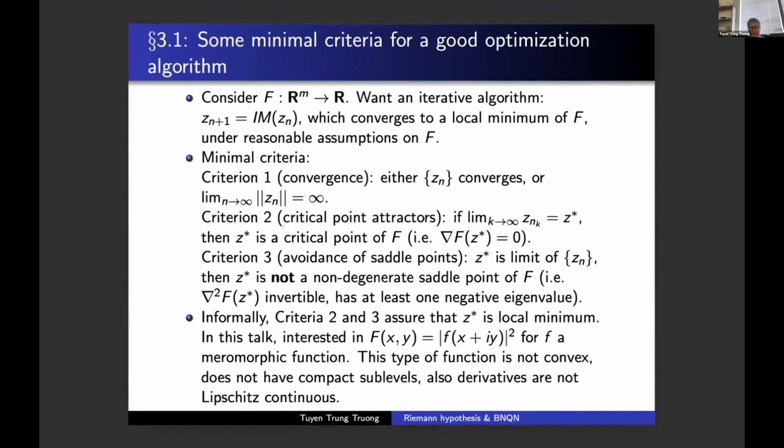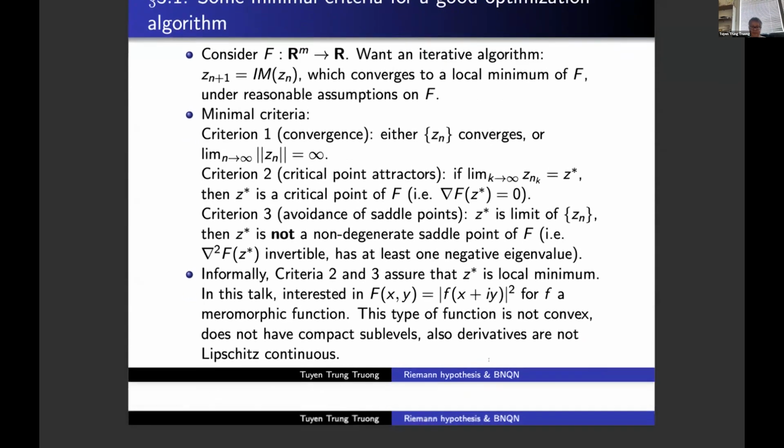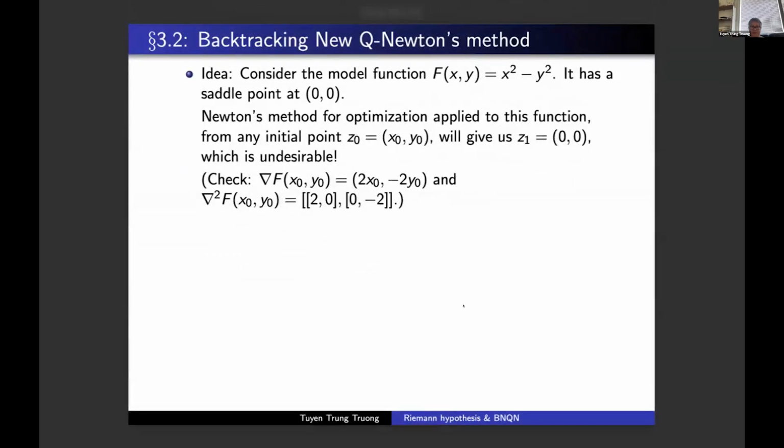And by the way, in the optimization literature, usually people assume several strong convergence conditions, for example, convexity or derivatives being Lipschitz continuous, but this does not apply to Riemann C function. And how can we do this?